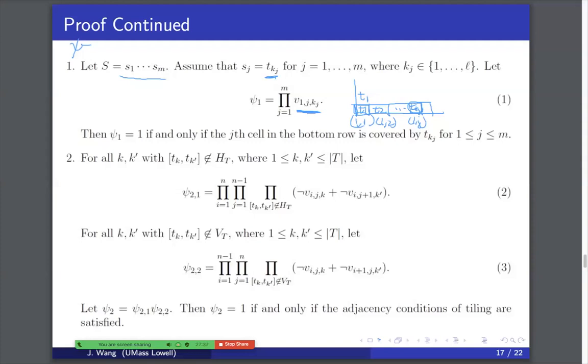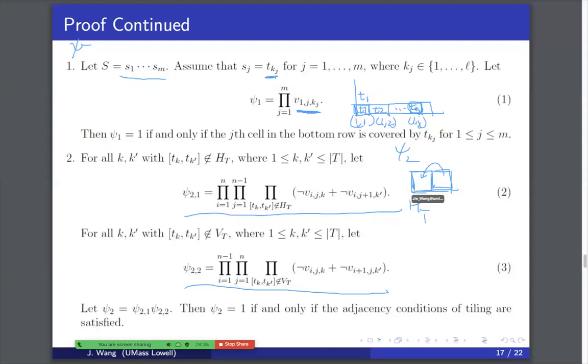The next one we're going to construct is phi 2. As I said, it's going to represent legal tiling horizontally and vertically. So we break this into two subformulas. One represents horizontal legal tiling, the other represents vertical. Horizontal means that a tile can be placed on the right of another. So we are going to examine all the tiles and put them into H_T if this tile can be placed on the right of this one.